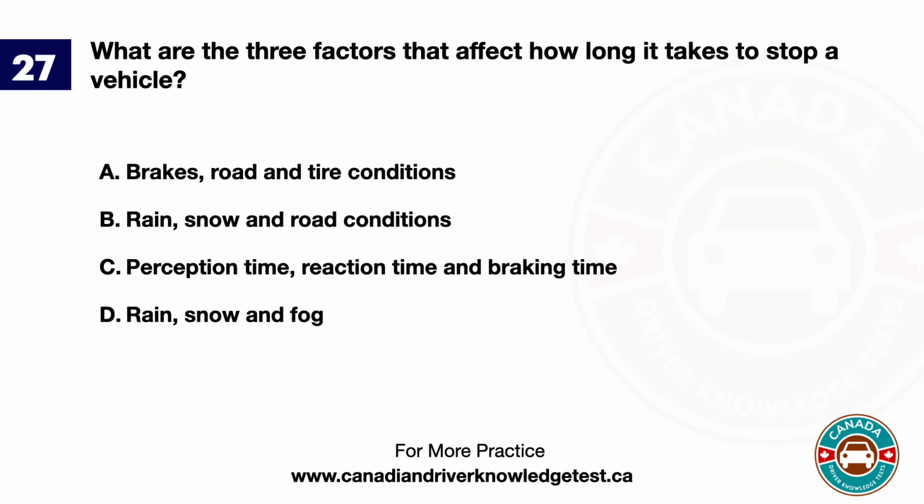Question 27. What are the 3 factors that affect how long it takes to stop a vehicle? A. Brakes, road and tire conditions. B. Rain, snow and road conditions. C. Perception time, reaction time and braking time. D. Rain, snow and fog. The answer is C. Perception time, reaction time and braking time.